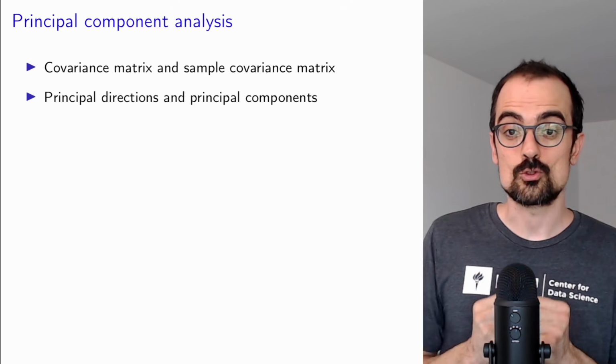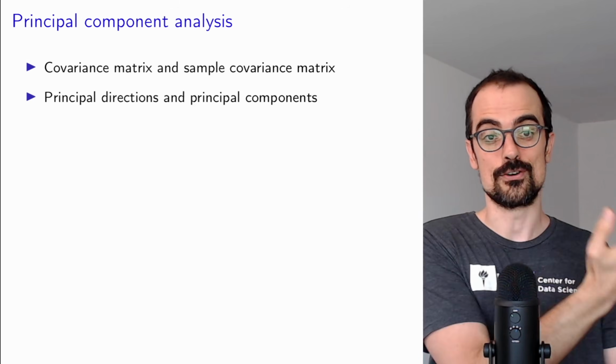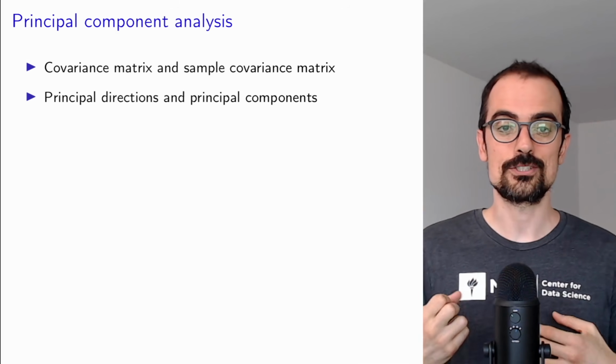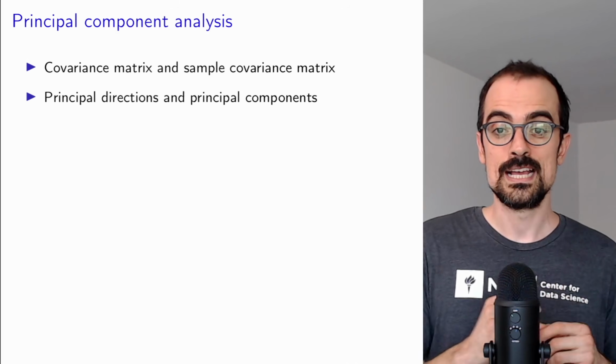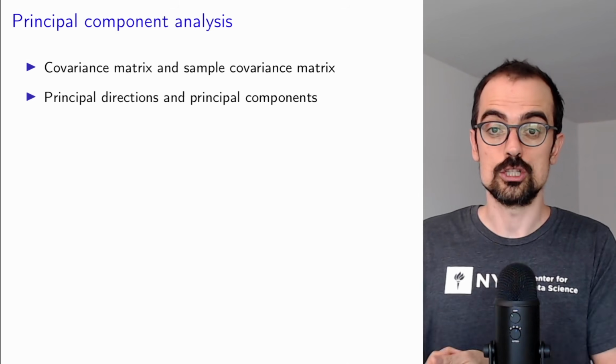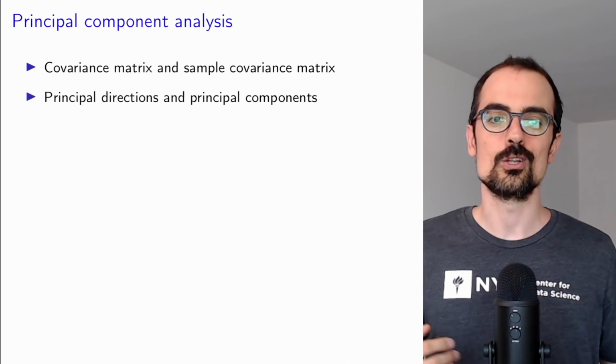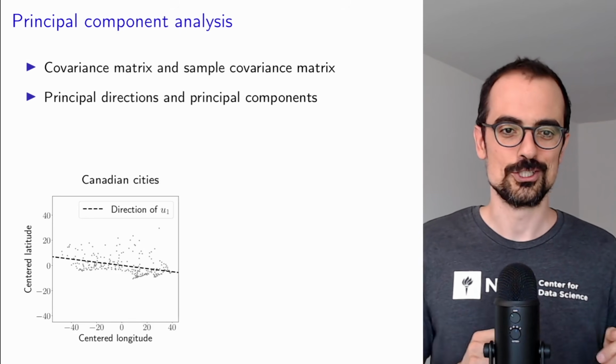From that, we can extract the directions of maximum variation by performing an eigendecomposition of either the covariance matrix or the sample covariance matrix. These directions of maximum variation are called principal directions. The components of either the random vector or the dataset in these directions are called the principal components, and we can use them for dimensionality reduction, as I will show in a moment.